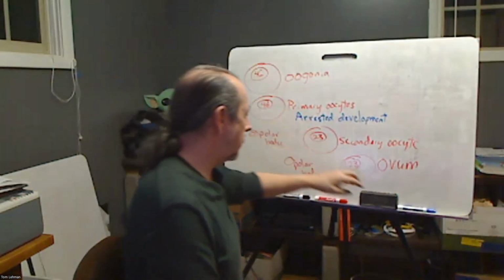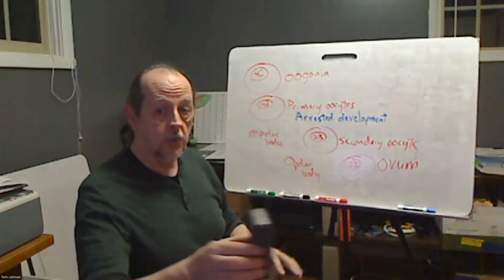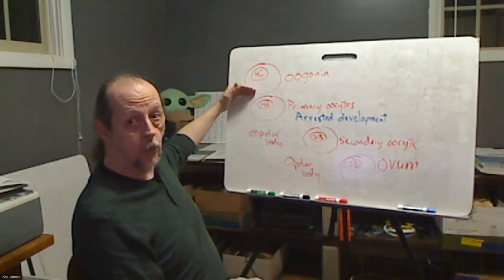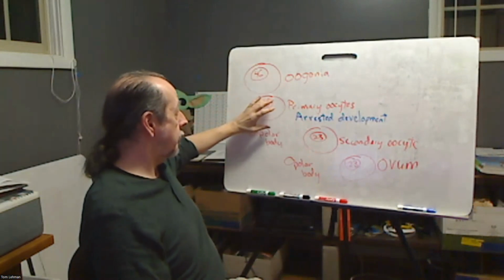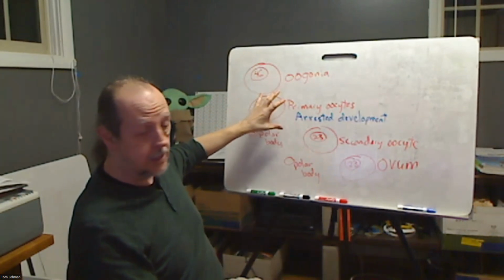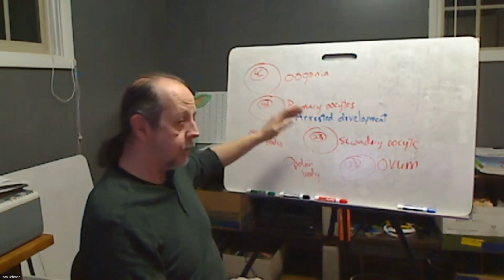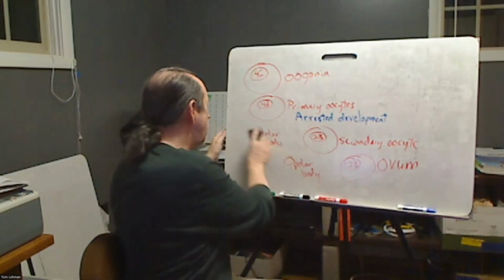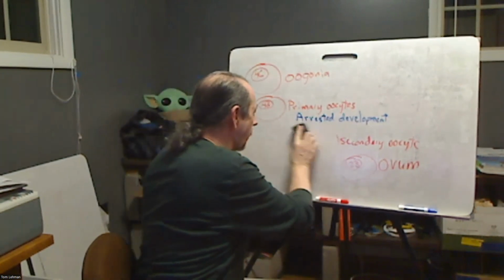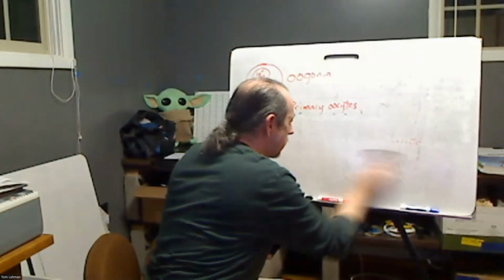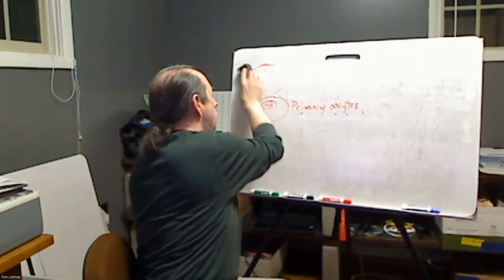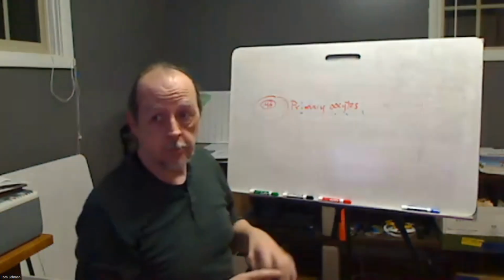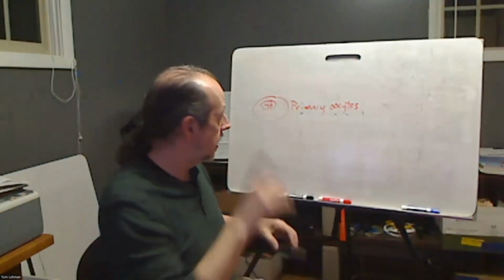Now, with follicle development, I'm going to look at my primary oocyte. Because when we had our oogonia before birth, and then we have our primary oocyte still in the ovary, and then we become a secondary after we leave. So whenever you see an egg anywhere in the ovary, it's always a primary oocyte. Always, always, always.